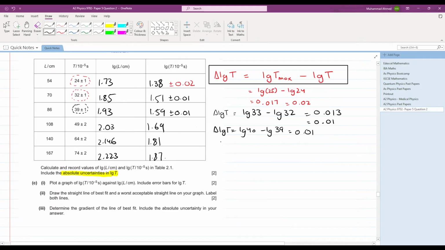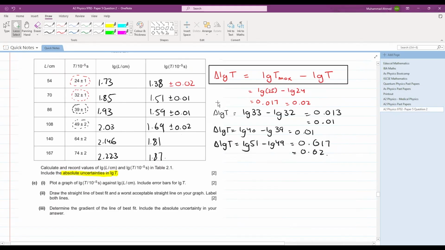Perfect. Let's do it for the fourth row. Absolute uncertainty in lg T is equal to what? lg of 49 plus 2, that will be 51. lg 51 minus lg 49. What does this answer come out to be? This comes out to be 0.017. Simple. If I round it off to one significant figure, this will become 0.02. Plus minus 0.02. I think this has gotten untidy here. Let's create some space here.